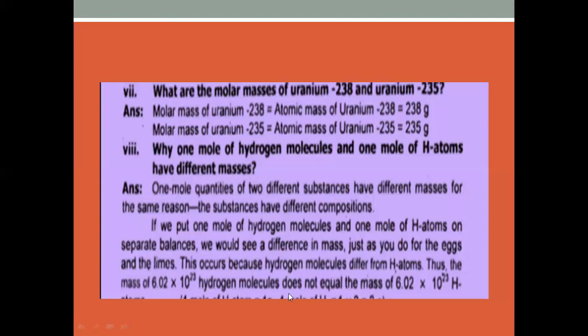So this occurs because a hydrogen molecule differs from a hydrogen atom. Thus the mass of Avogadro number of hydrogen molecules does not equal the mass of Avogadro number of hydrogen atoms. I told you the example: take a balance, keep 12 lemons or limes on one pan and 12 eggs on the second pan. You will see both are the same number, but their masses are different. Got it?